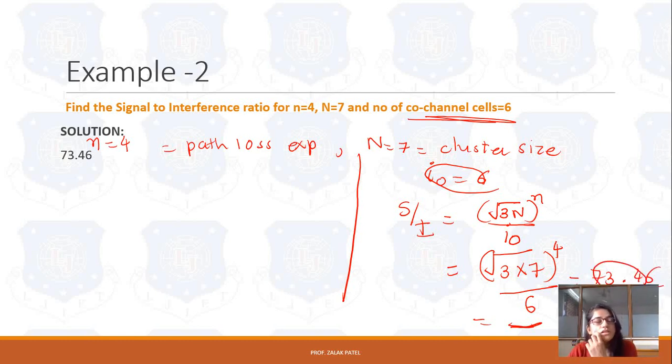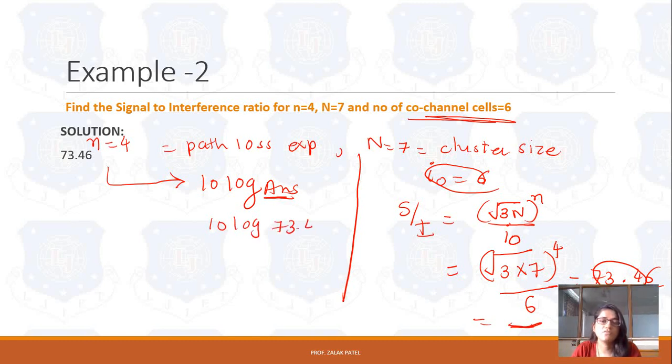But signal to interference ratio is always in dB, so you have to take the logarithm of this value, means 10 log of 73.46, that is equal to 18.66 dB. So this is how one can calculate the signal to interference ratio if the path loss exponent and cluster size are given, and number of co-channel cells, means I0 value, is given. This is the second type of example that can be asked in exam.